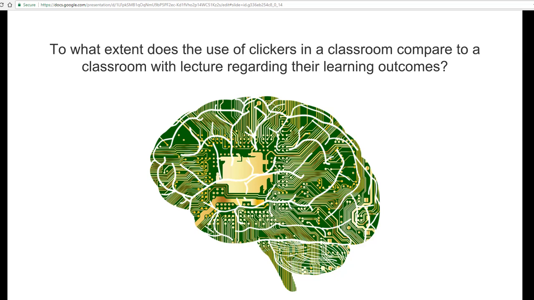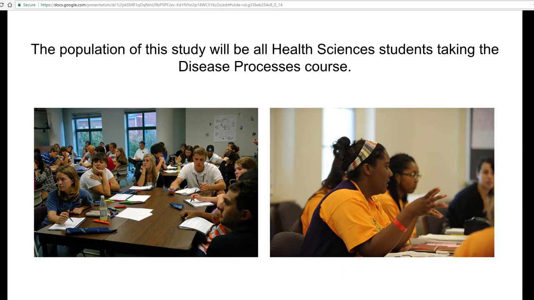The research method will be a post-test control group design. The population will be all health sciences students taking the disease processes course. From this, two classes will be used. One will be using the clickers along with lecture, and one will only have lecture.